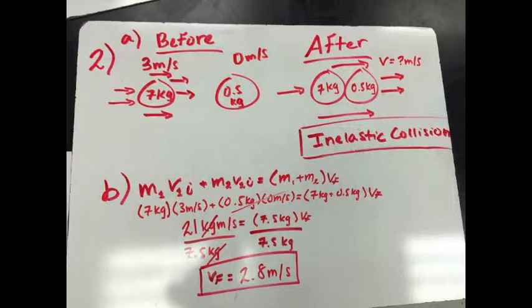We found the final velocity in our equation by using the equation mass 1 times velocity 1 initial plus mass 2 times velocity 2 initial is equal to mass 1 plus mass 2 times velocity final. And we plug in our numbers and we find that the final velocity is equal to 2.8 meters per second. And we found that the type of collision is inelastic collision because they stick together.